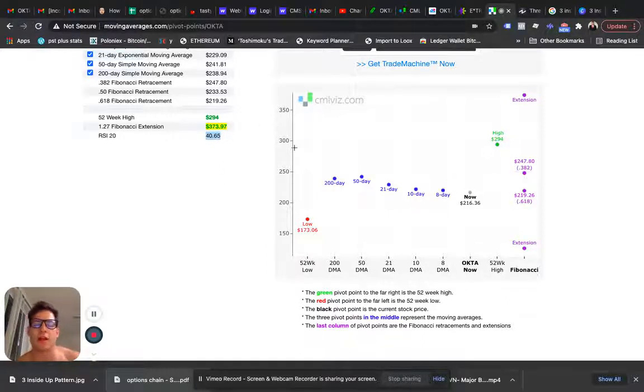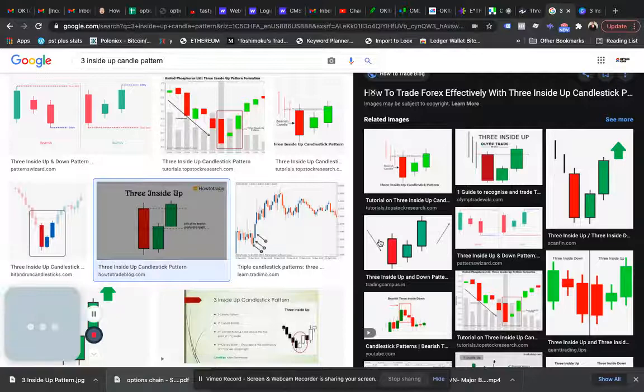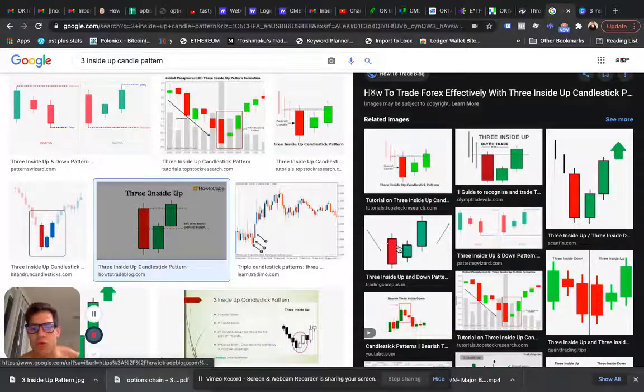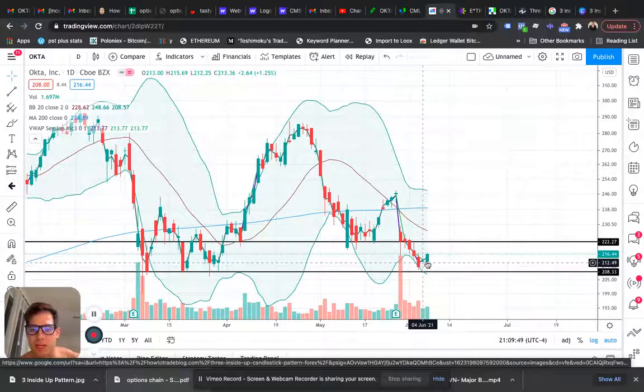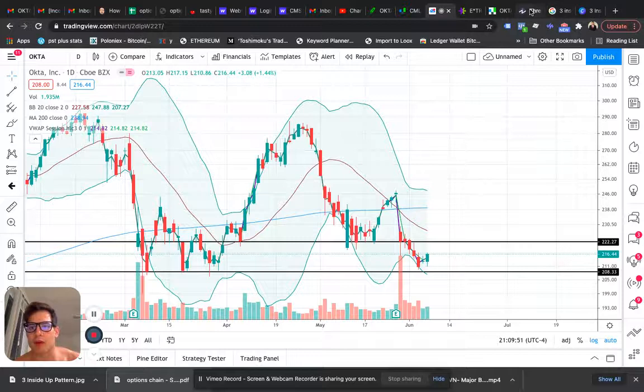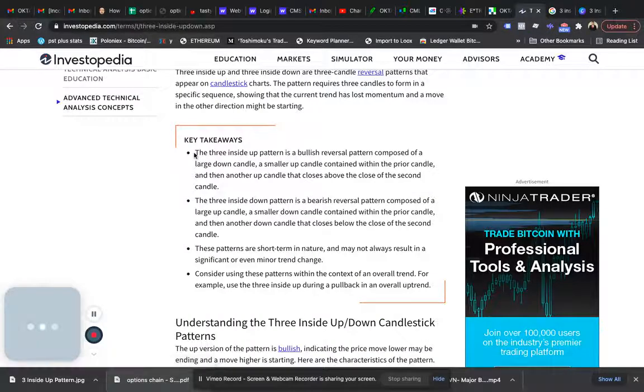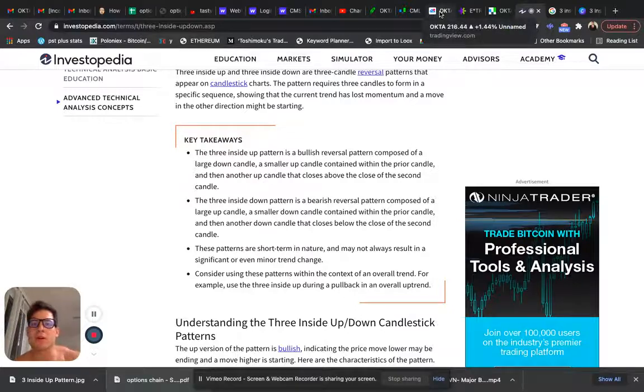Plus we add in the 3 inside up indicator. If you want to look at it, you can Google images, and you can see this is basically textbook what we have back over here: down, green, then bigger green. I'll also read this from Investopedia.com: the 3 inside up pattern is a bullish reversal pattern composed of a large down candle, a smaller up candle contained within the prior candle, and then another up candle that closes above the close of the second candle. That's more or less what we're seeing here.